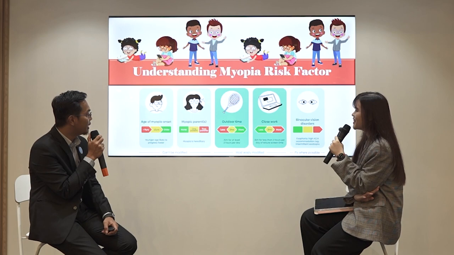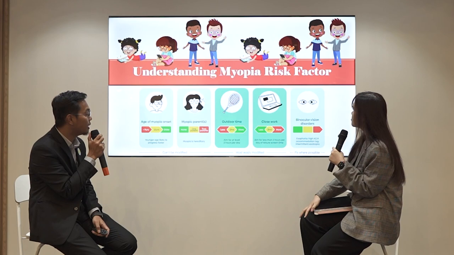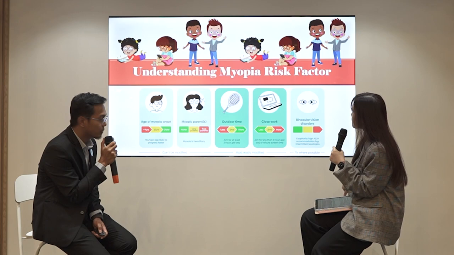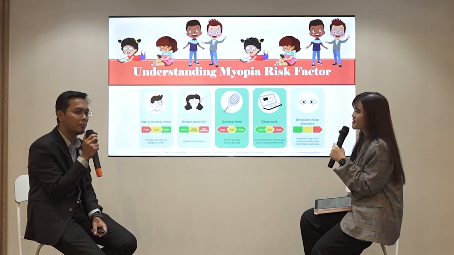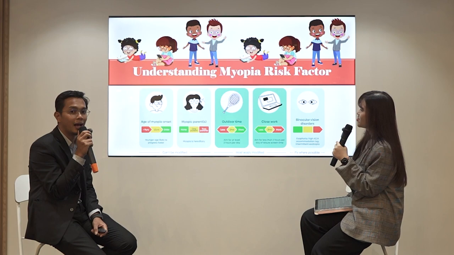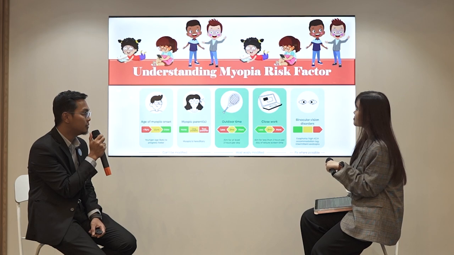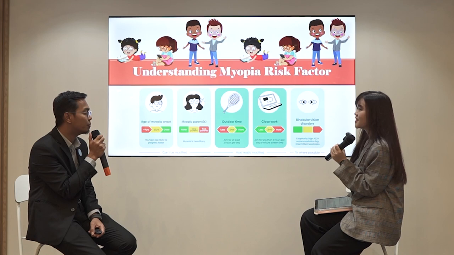So we will go to the next one, which is outdoor time and close work activity. If you do less outdoor activity, you sit at home, play tablet, portable games, this is a higher risk of getting myopia. If you do more outdoor activities, you will have a lesser risk. Or if you already have myopia, the progression may be slower.